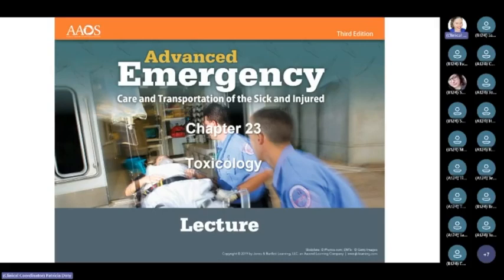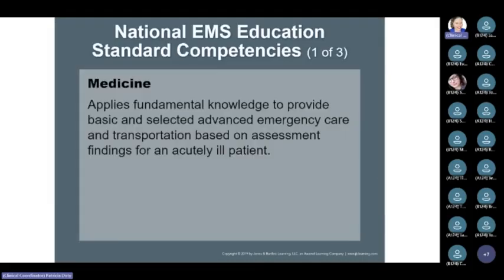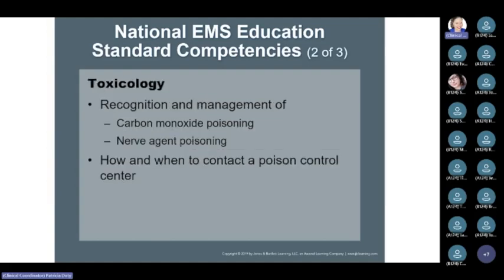Hello, hello, hello. We are in chapter 23, Toxicology. And this is a very interesting chapter. We're doing a combined effort again today with advanced EMT and EMT alike, because to be completely honest with you, the fundamentals are going to be the same across the board. One of the first things we talk about in toxicology is just recognition and management.